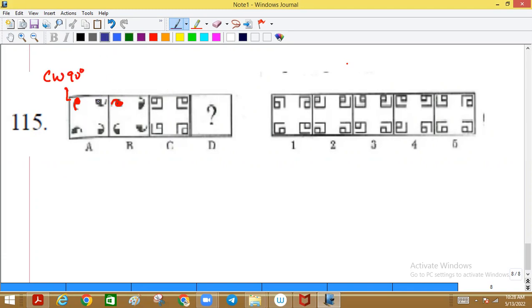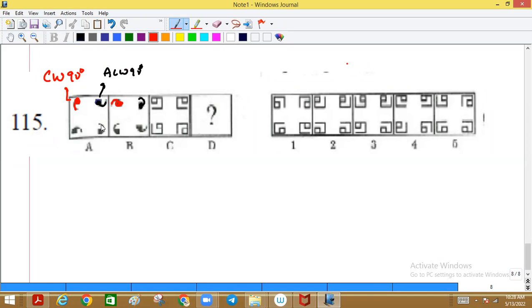Now see here. What about this figure? It is like this and it is like this. Clockwise or anti-clockwise? Anti-clockwise, because it's 9, now it is showing 6. So it is also anti-clockwise 90 degrees.